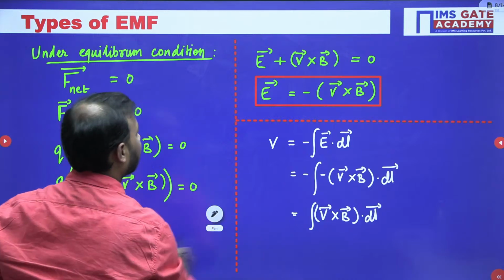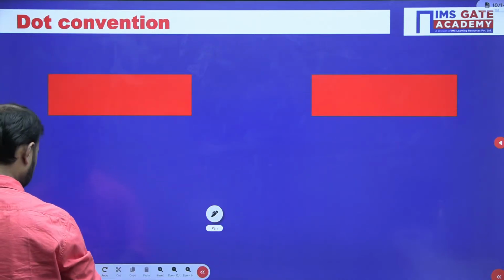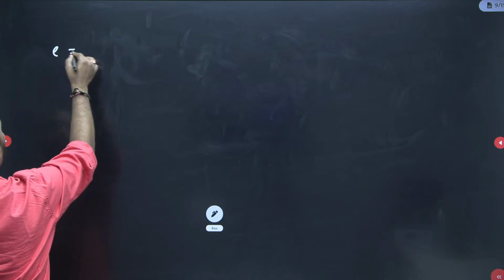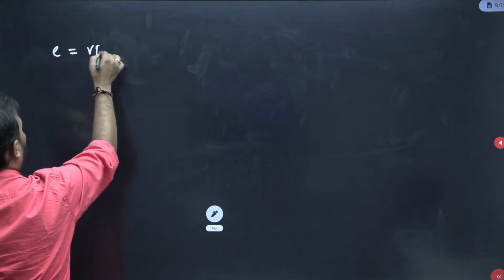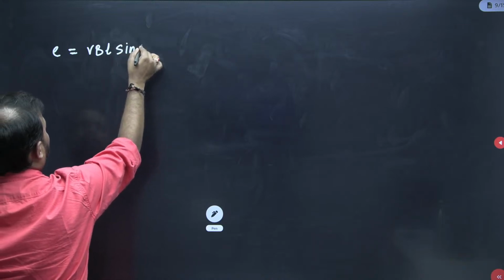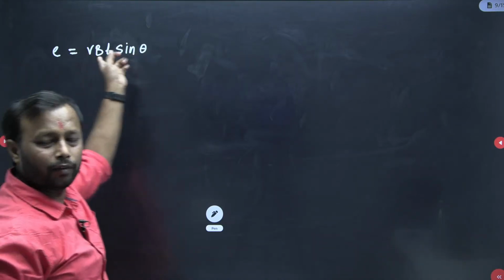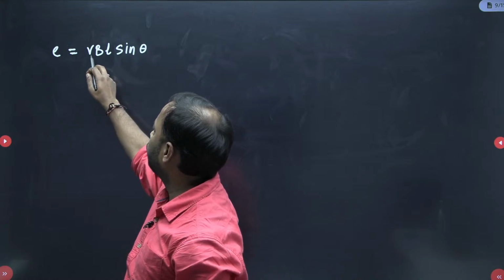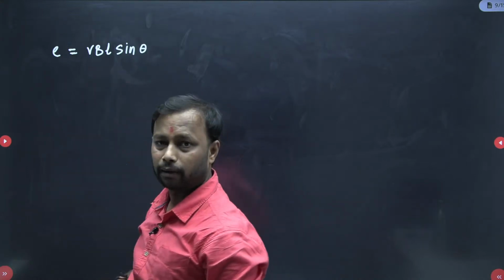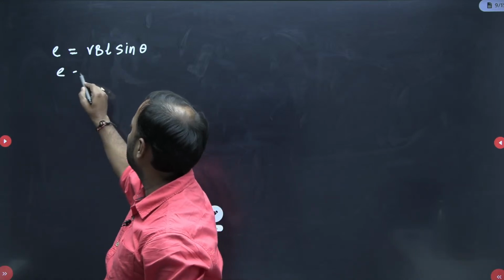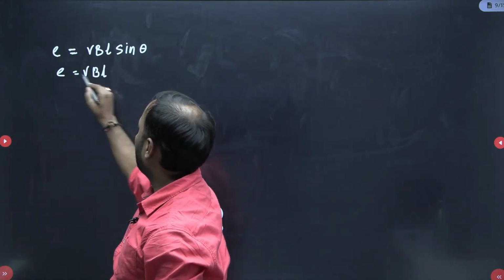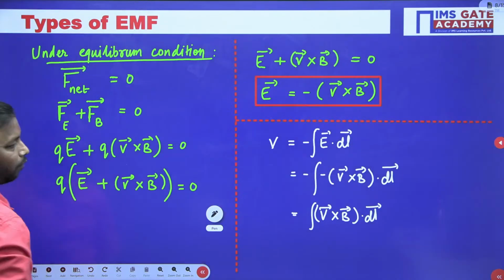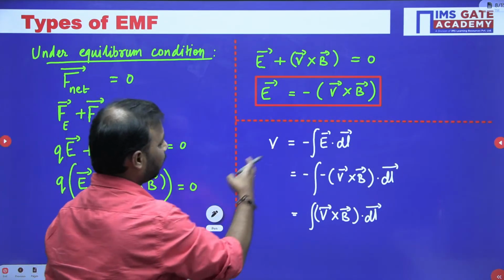इसी को हम लोग क्या बोलते हैं? EMF. एंड यू माइट हैव स्टडीड EMF like this, E equal to VBL sin theta. याद है? VBL sin theta. और सिंपली if theta is 90 degree, where theta is the angle between V and B, then it will become velocity, magnetic field and length of the conductor. वही चीज हमने अभी derive किया है. That is what we have derived over here. This voltage is nothing but your EMF.